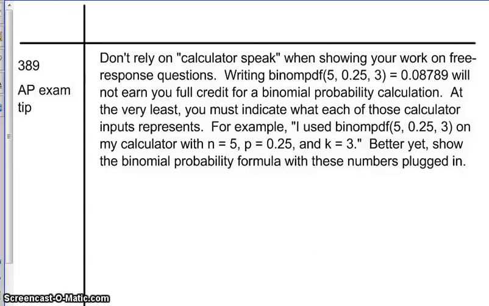One of the things they talk about on the exams, if you write down or if you're asked to find binomial probabilities, writing just this piece down is not enough. Okay. You have to indicate which each of those numbers are. You have to talk about how 5, or my N, is the number of trials I have. The 0.25 is my probability of success. 3 is the number of successes I'm looking for.